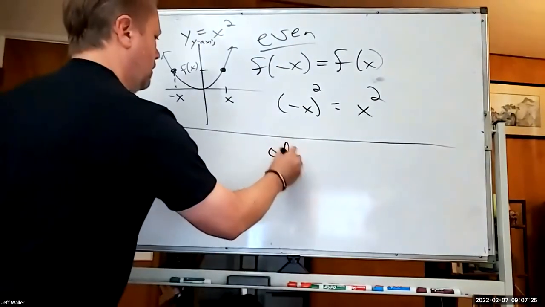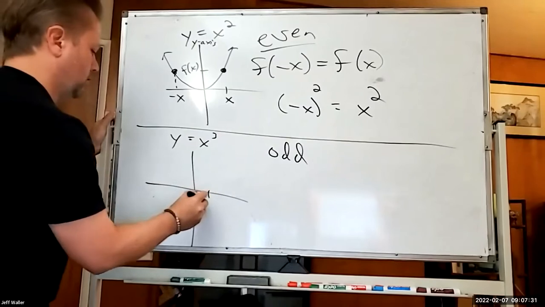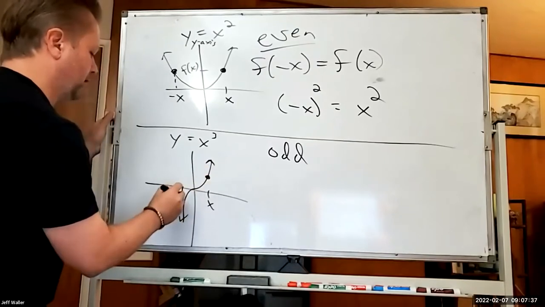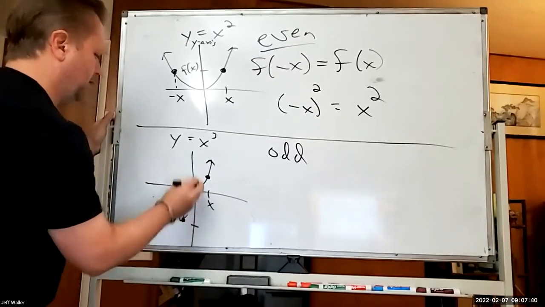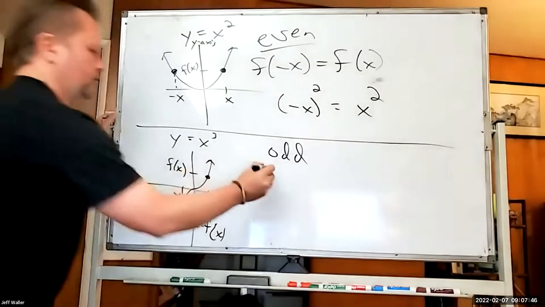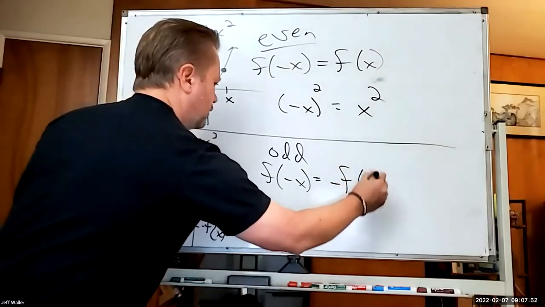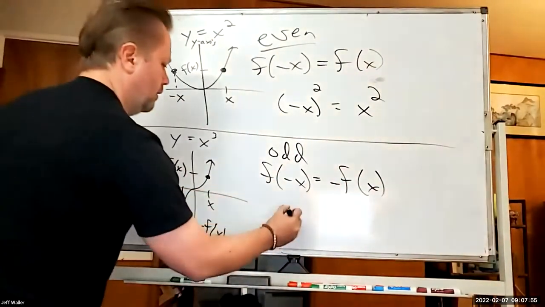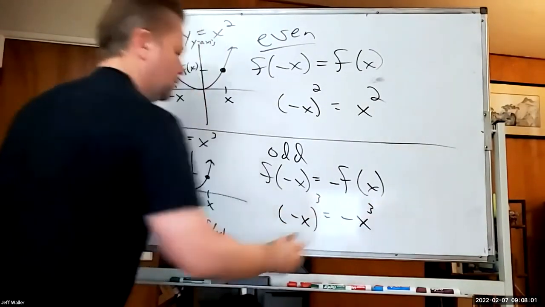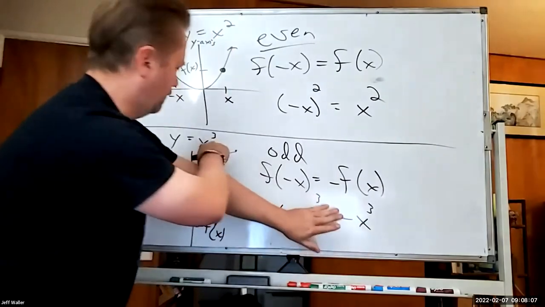Odd is like y equals x cubed, which goes up like so. So for any x value, when I put a negative x in, it's the negative of the original: f of x here, negative f of x there. So for odd symmetry, when I put a negative x in, I get the opposite of what the function was to begin with. And negative x cubed is negative x cubed. So when I plug a negative x in, I get the opposite of what the function was. Bang.